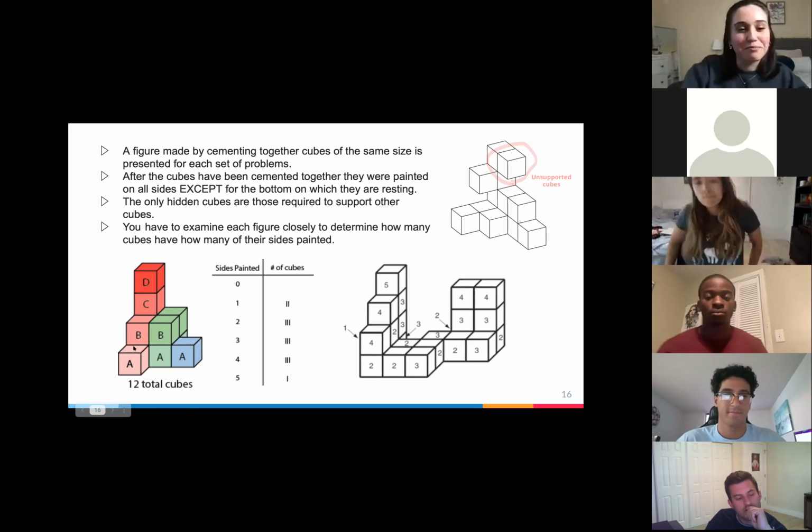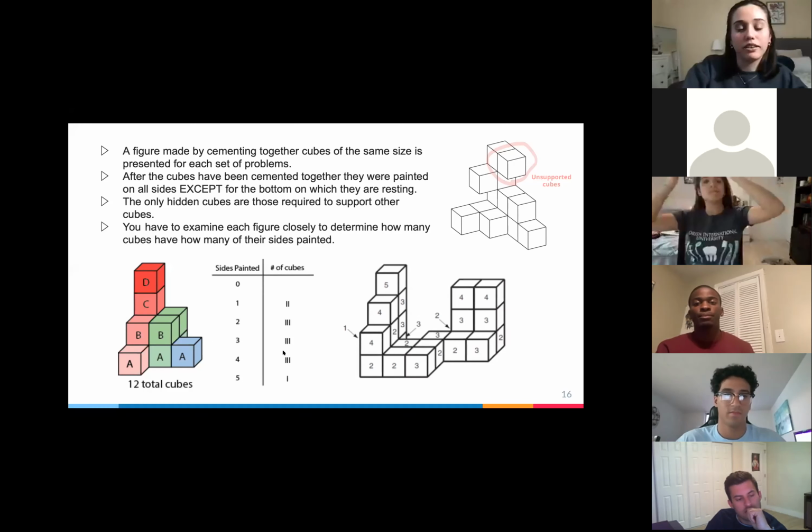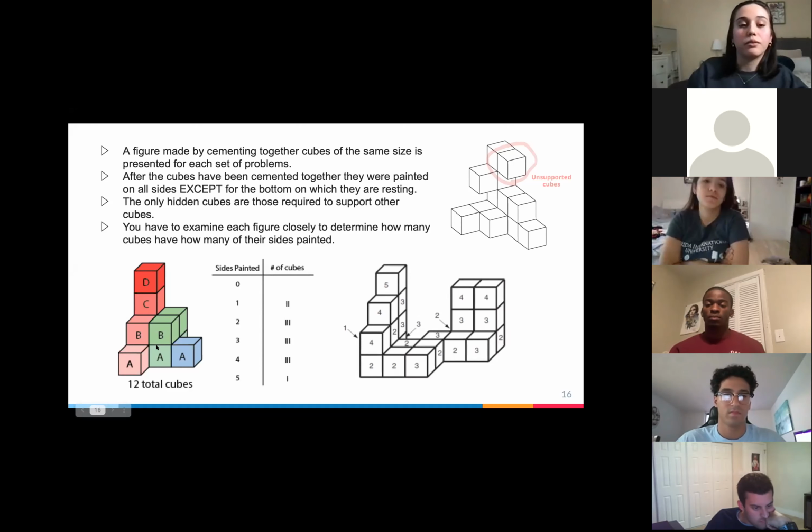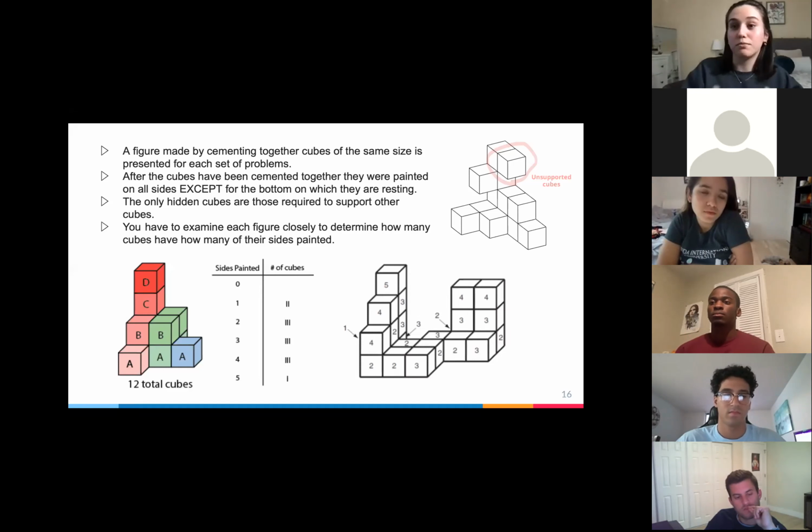Anyway, I would start with this cube, right? So 1, 2, 3, 4. So I would make a little mark here. Then I go to the one in the back. So it's pretty important that you always keep in mind that all the cubes that you cannot see, you have to assume that they're there.